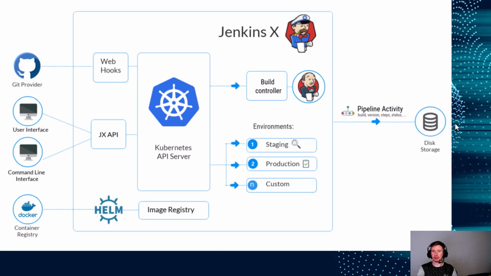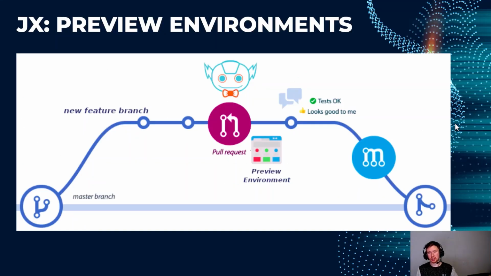And here is the preview environment. So as soon as you make a new branch and you create a pull request, the Jenkins X bot at the top here, it's actually watching your repo and tracking it, and as soon as you create a pull request, it will go and create a preview environment for you and take the code and the changes on that pull request and deploy that automatically and create a subdomain for you.